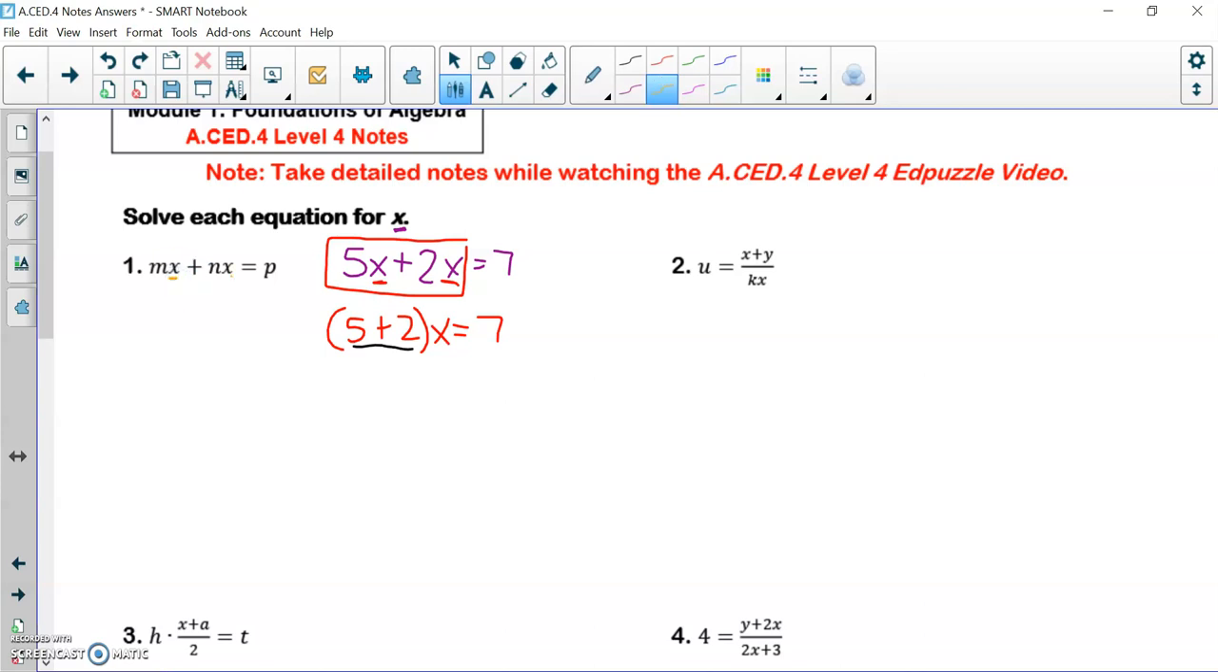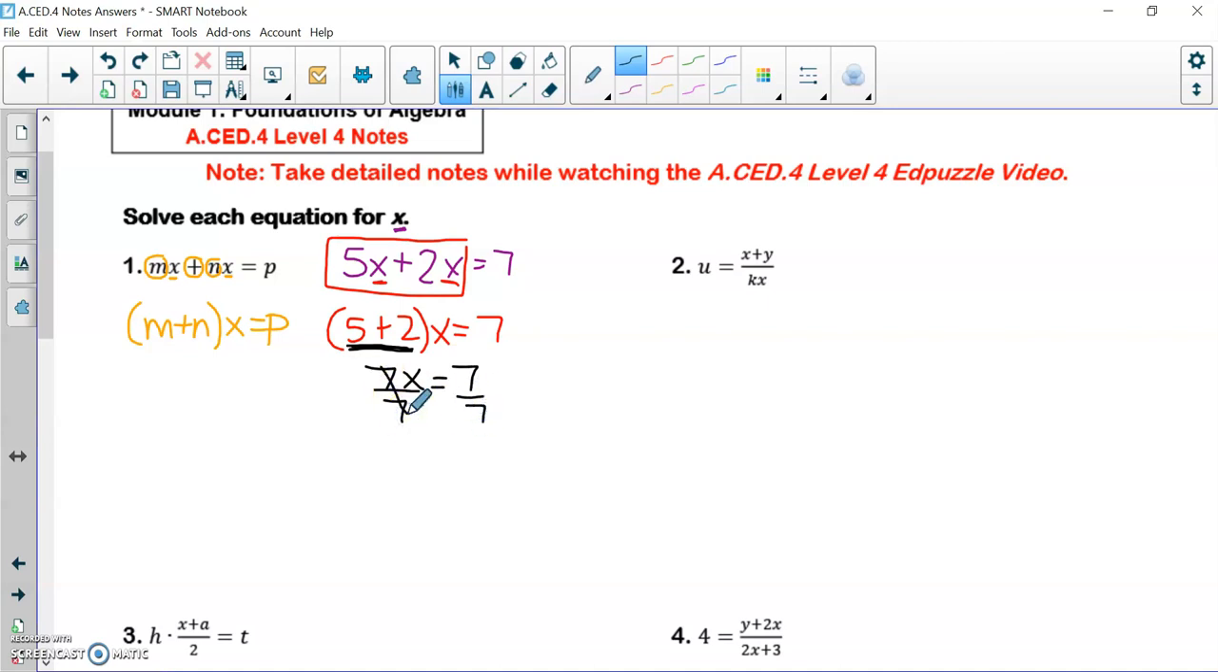These are like terms because they both have an x in their term. So what I can do is combine the coefficients, an m plus an n, times x is equal to p. So what we would do in this equation here is we would actually do a 7x is equal to a 7, and then we would divide by 7 on both sides.